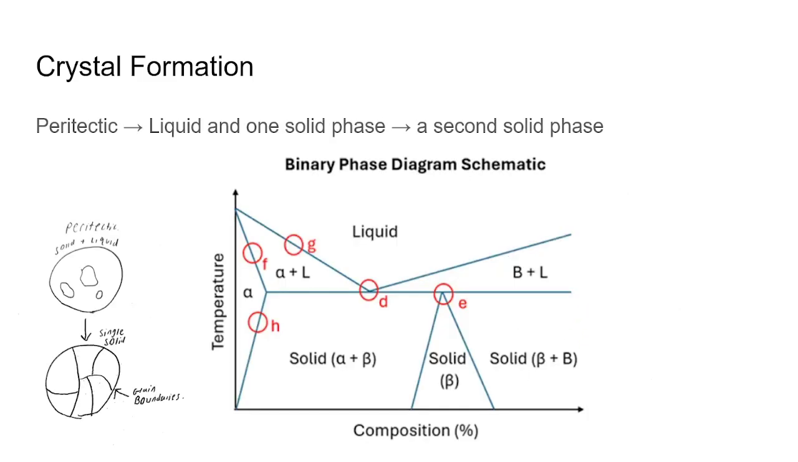Peritectic is when one liquid and solid phase create a second solid phase. The way the crystals are formed is shown on the drawing to the left, where a solid and liquid create a second single solid with grain boundaries. The point where the crystal is formed on the phase diagram would be at point E with a straight vertical line.